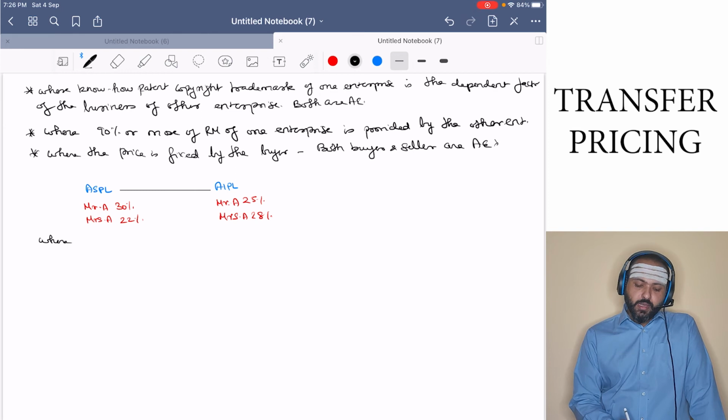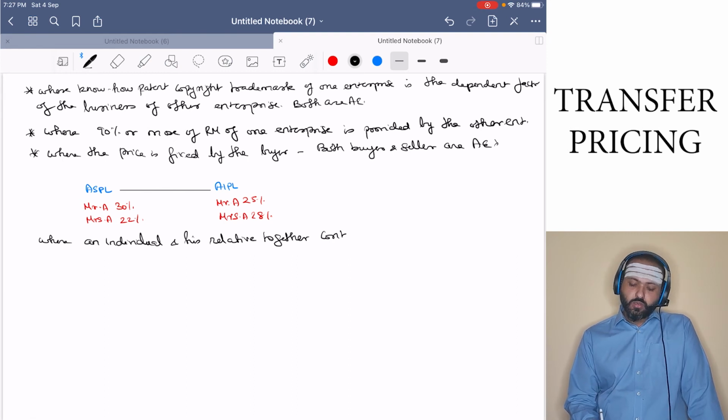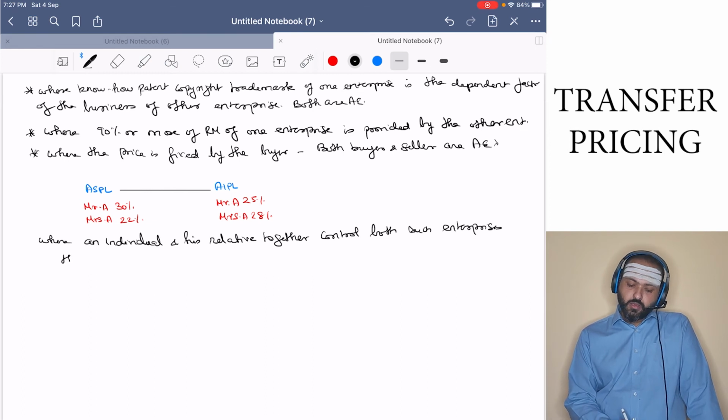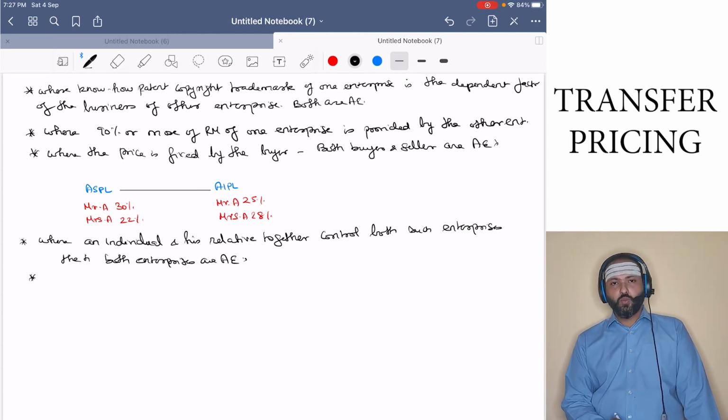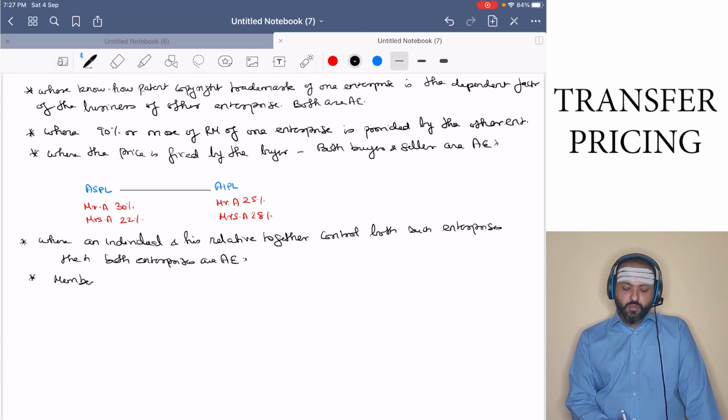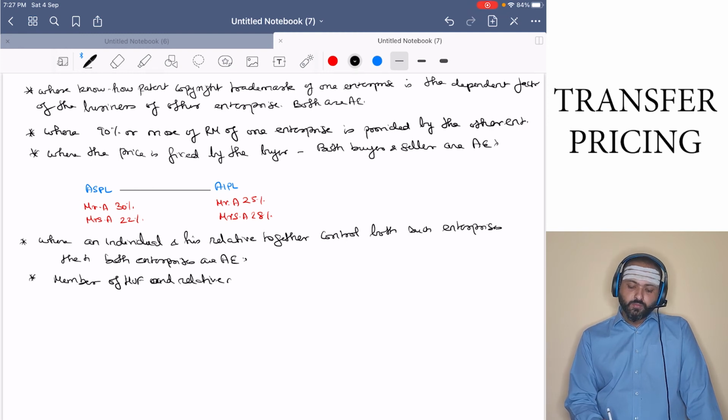Therefore, where an individual and his relative together control both such enterprises, then both enterprises are AEs. On top of that, they also brought in one more point. What was that? Where a member of HUF and a relative of such member control both enterprises by shareholding, then both are AEs.